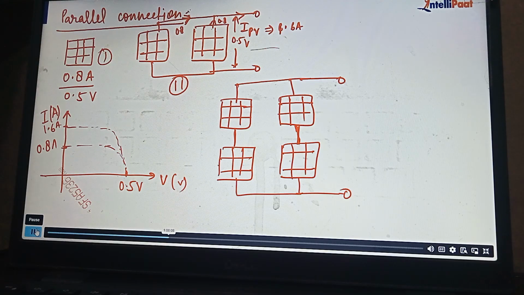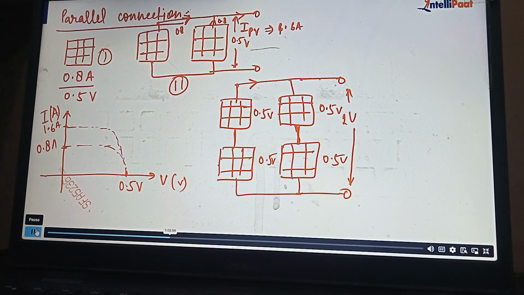Can you tell me the characteristic, or tell me the voltage and current? Each panel has the voltage of 0.5. First set of panels, how much? 2 ampere? Why 2 ampere? 1.6. Voltage will be 1 volt. Yes, so voltage will be 1 volt because they are connected in series.